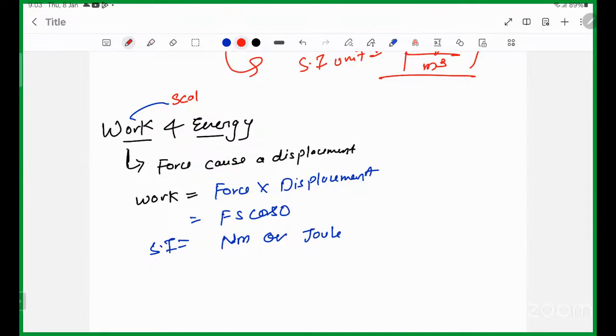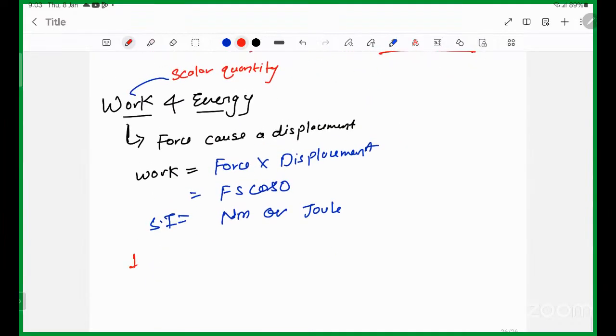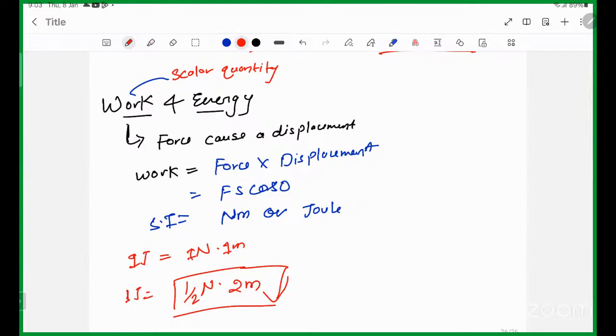How is it a scalar quantity? So 1 joule is equal to 1 Newton of force displaced by 1 meter. Or we can write 1 joule is equal to half Newton of force and 2 meters. So this can also be 1 joule.